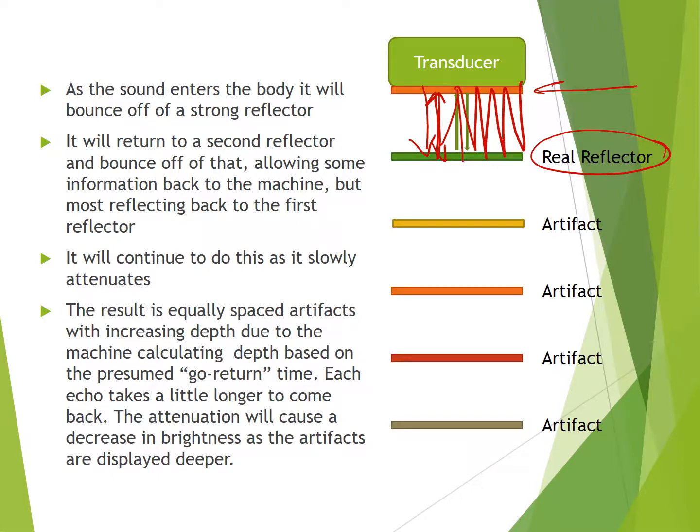As that back and forth happens between the strong reflectors, the machine is going to think, oh, hey, this echo took 26 microseconds to come back. I better put something a little bit lower. Oh, hey, that next one that just came back is 39 microseconds. I better put another bright echo a little bit lower. Oh, hey, that next one came back a little bit longer. So as it takes longer and longer for those reflectors to bounce back and forth, it eventually will be displayed deeper and deeper into the body. The main thing with reverberation is that they are equally spaced reflections.